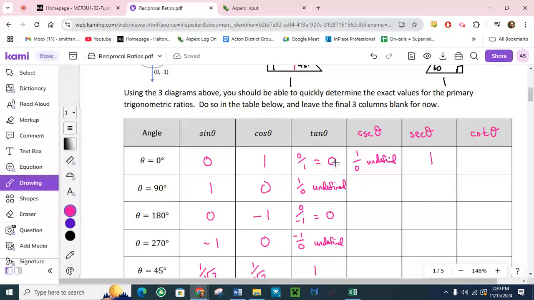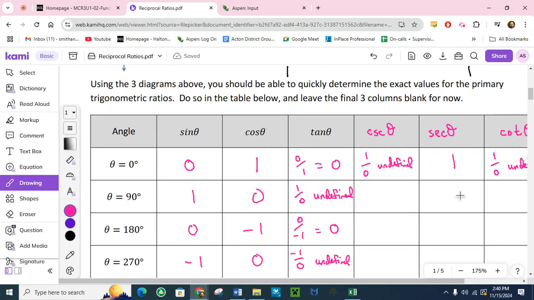And we already talked about the reciprocal of 0. When you do 1 divided by 0, it is also undefined. 1 over 0 is undefined. I'm going to do the next one with you guys and then see if you can do 180 and 270 by yourselves using similar patterns. All right, what is the cosecant of 90 degrees? Well, it's just the reciprocal of 1, which is just 1. The reciprocal of 0, 1 divided by 0, is undefined.